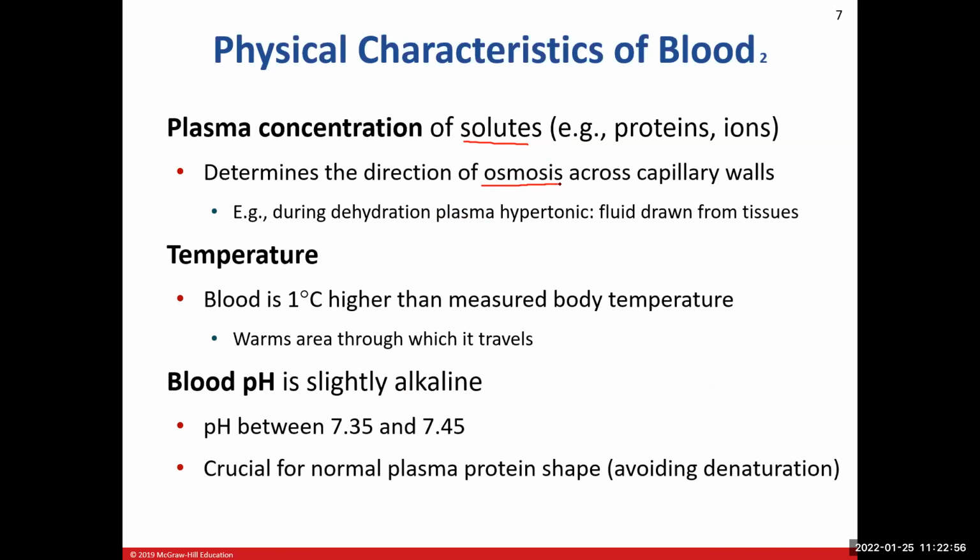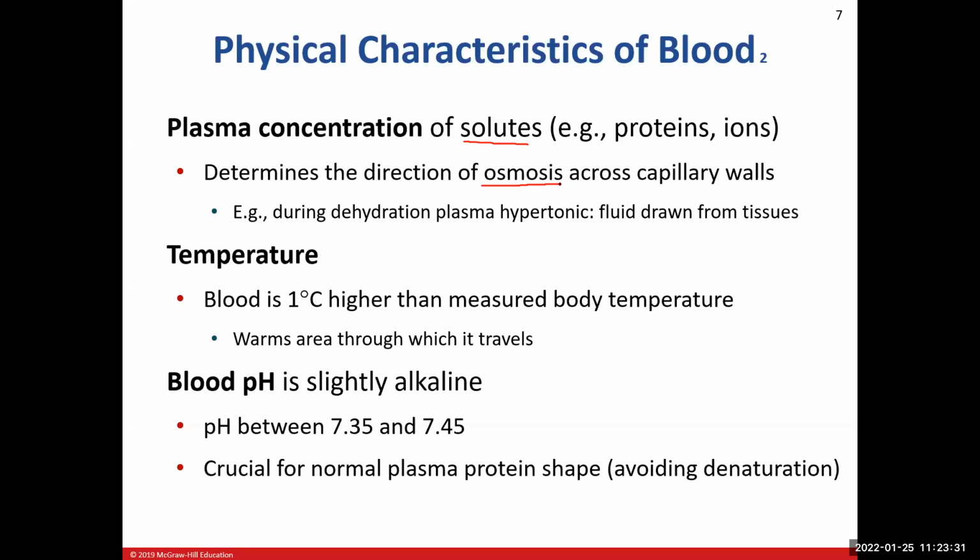All right, so the plasma, this is an important statement. The plasma concentration of solutes will determine the direction of osmosis across the capillary walls. This will determine the direction of where water moves. The more concentrated your blood is, remember, water is a follower. It's going to go to an area where there's more solutes, because where there's more solutes, there's usually less water. So water goes from an area of high water concentration to an area of low water concentration.